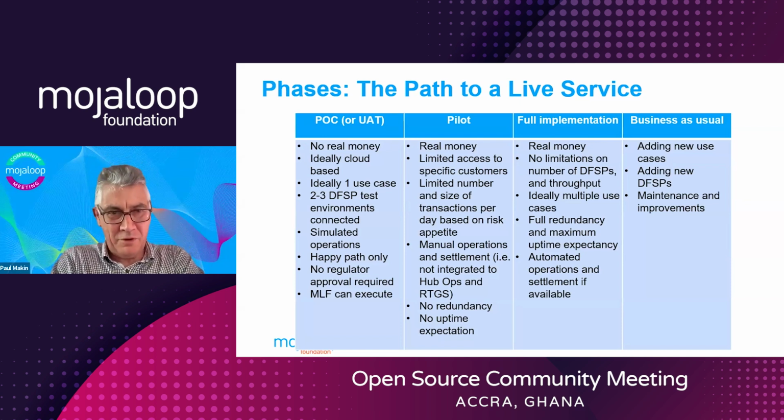If we need to restart the system, for example, it's not production, so we can just experiment with things. We limit the number and the size of transactions per day based on your risk appetite, but maybe you limit it to a couple of $1,000s a day. All operations are manual, and settlement in particular is manual. It's not linked into an RTGS or anything like that.